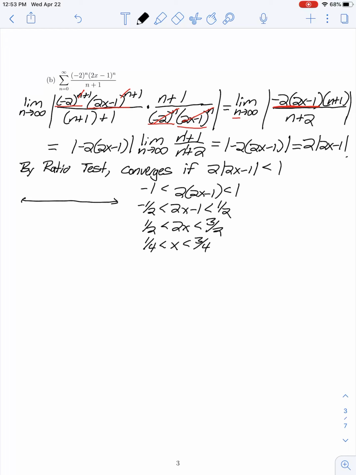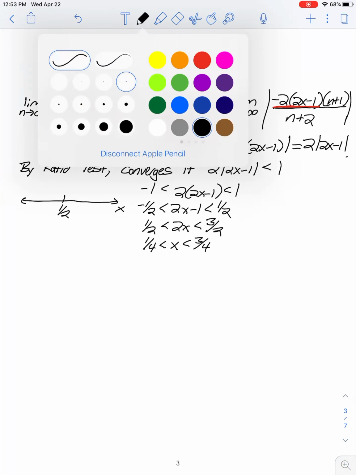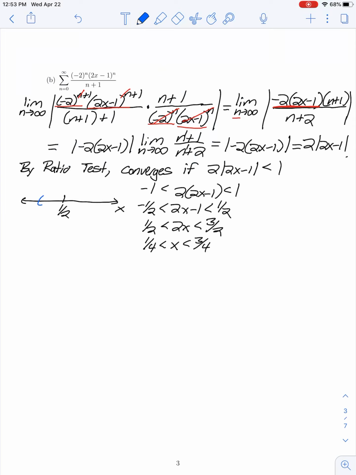So if we visualize this, we have our number line x, and here the center of that interval from 1/4 to 3/4 would be 1/2. And I know that my series converges everywhere between 1/4 and 3/4. So I can move 1/4 of a unit to the right or 1/4 of a unit to the left, and I know that this series converges within that interval.